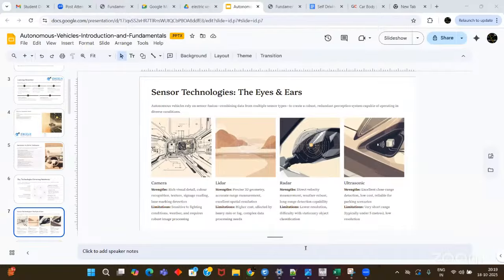Second is the LiDAR. The strength of the LiDAR is precise 3D geometry.